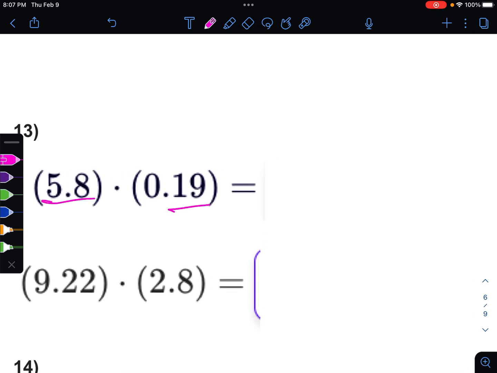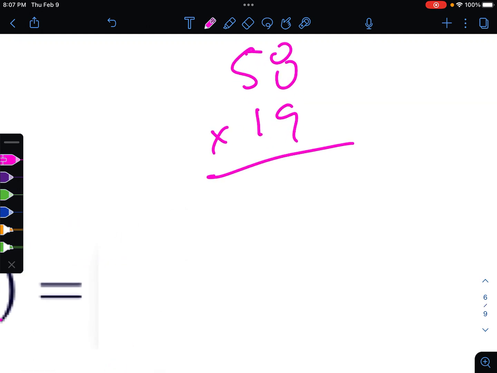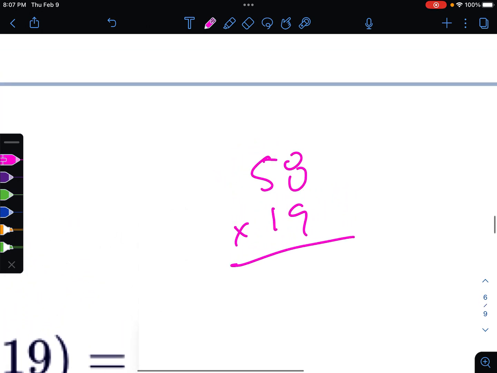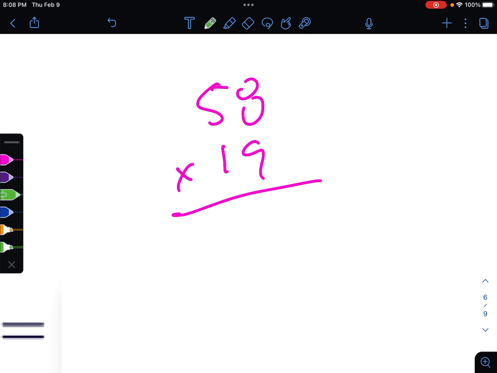So we're going to take the 58 and the 19, and we're going to multiply them together. For this one, you can put them in whatever order you want. It doesn't matter which one you put on top. It's called the commutative property: 2 times 3 is the same as 3 times 2. So when multiplying, you put whatever you want on top. I generally just put the bigger one on top. Makes the math a little easier.